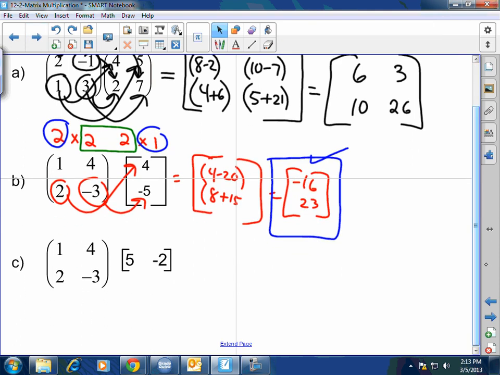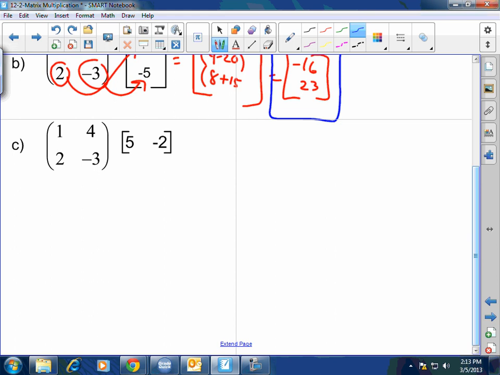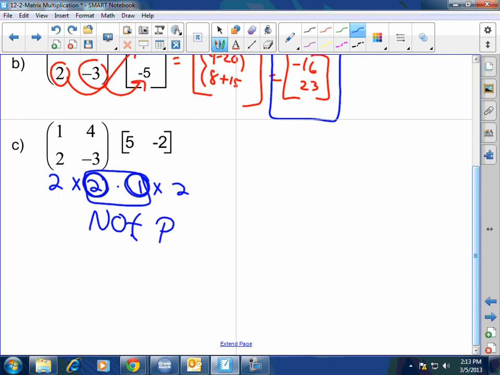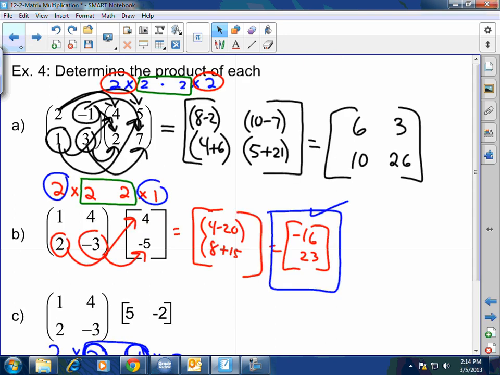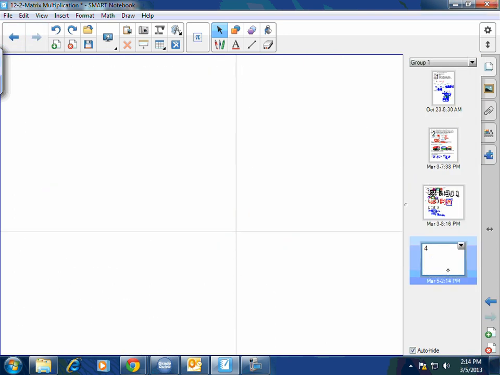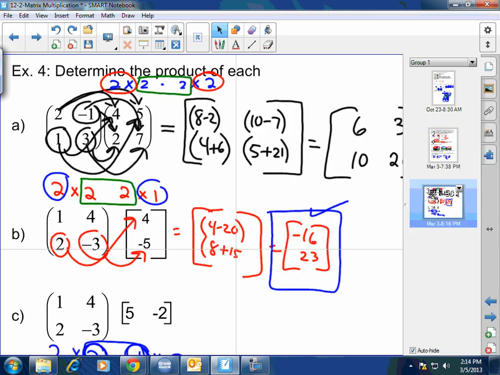How about C? Can't. This is a 2 by 2, and this is a 1 by 2. These guys do not match. The columns of the first do not match the rows of the second. So no, can't do it. Not possible. Does that make sense? Okay. That was faster than I had anticipated. Awesome. We're golden.